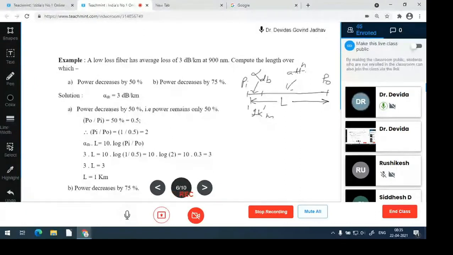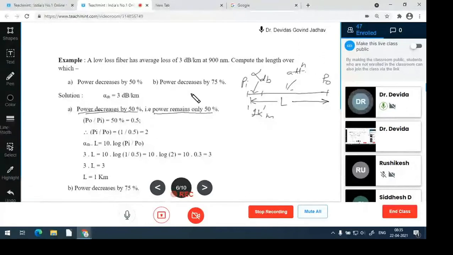Now let us check the calculation. The first condition given is that power decreases by 50%. So the power inputted, Pi, is decreased by 50%. That means as it is decreased by 50%, what remains? The power remaining at the output will be only 50%.